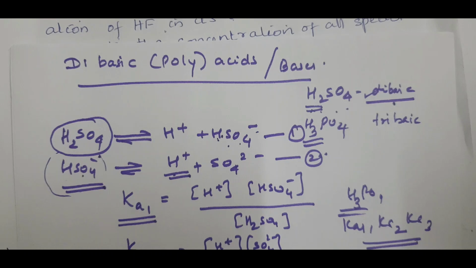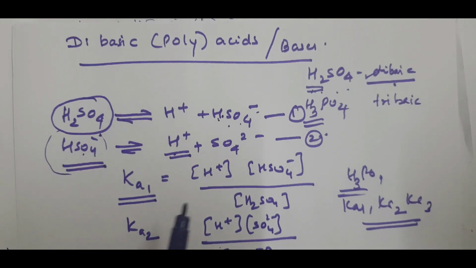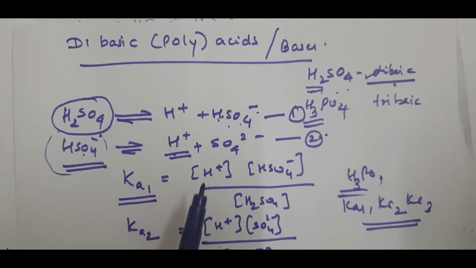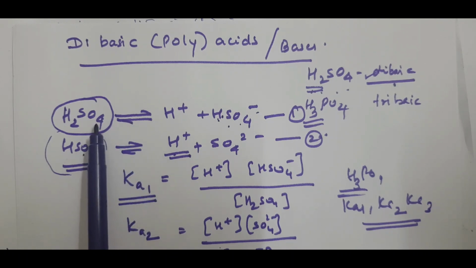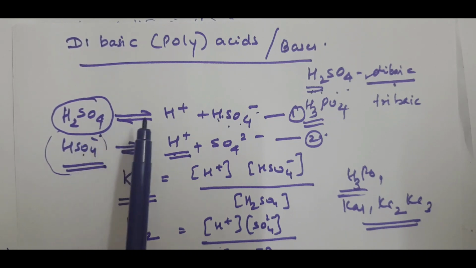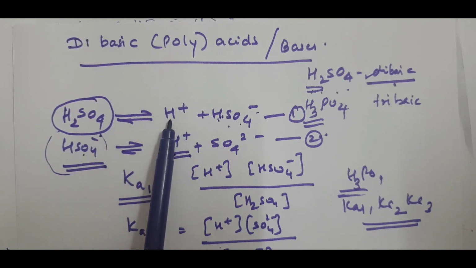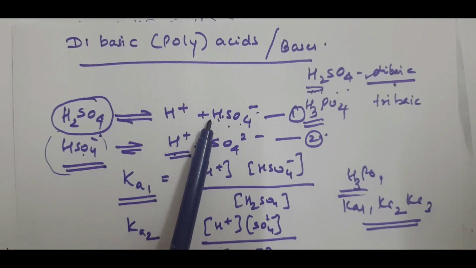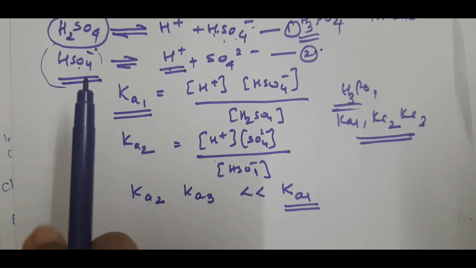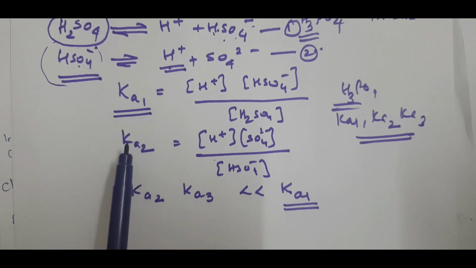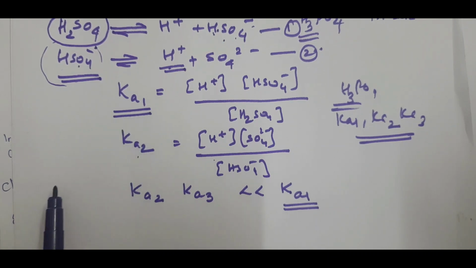Clear? So if you say H2SO4 is a strong acid, what is the primary reaction? If H2SO4 is a strong acid, the primary reaction involves the dissociation into H+ and HSO4-. So this is called a dibasic or polybasic acid. If it takes place in 2 steps, you get 2 dissociation constants, Ka1 and Ka2.